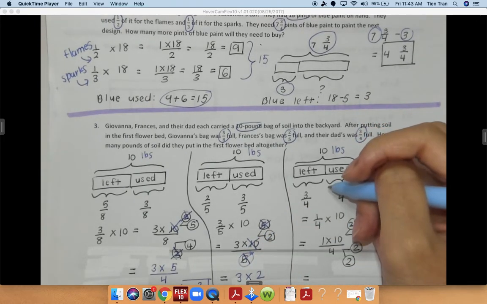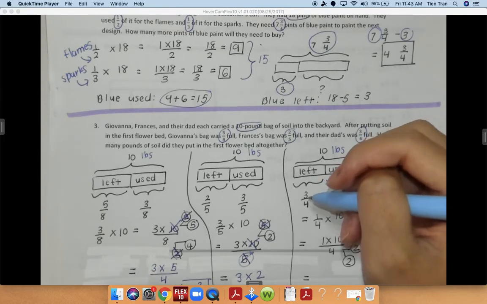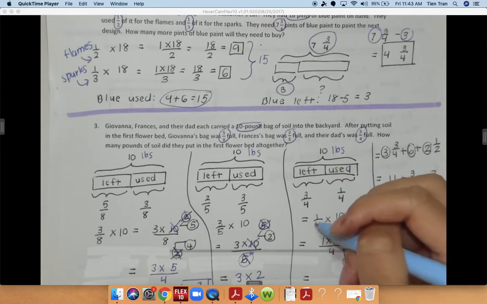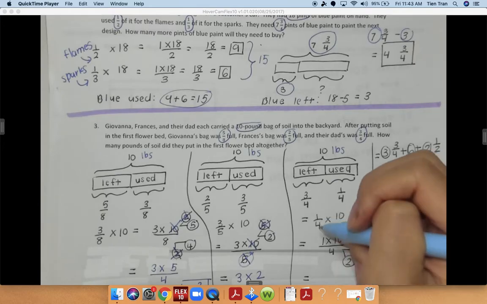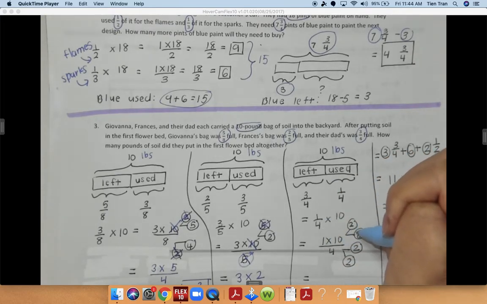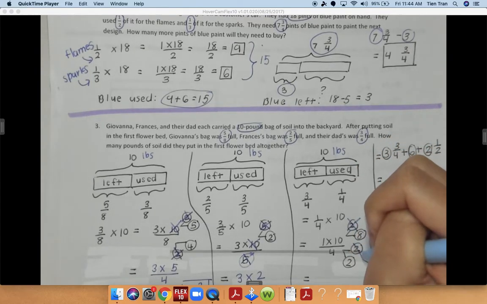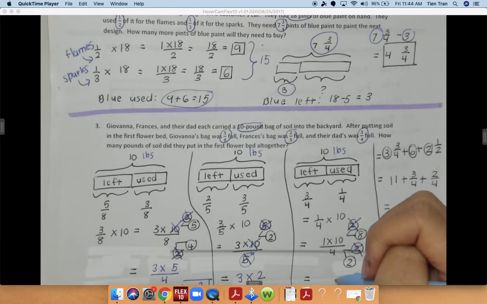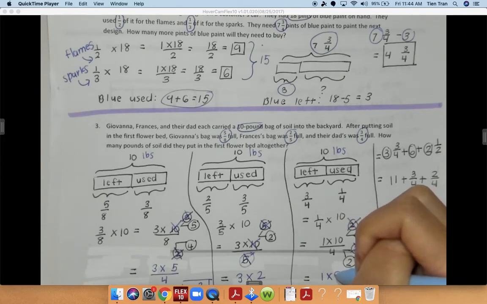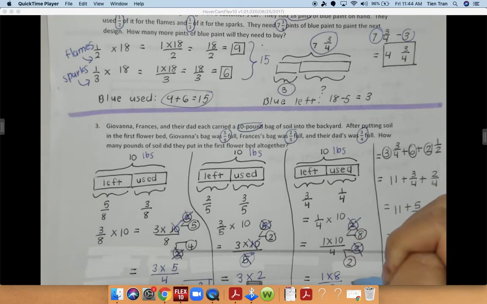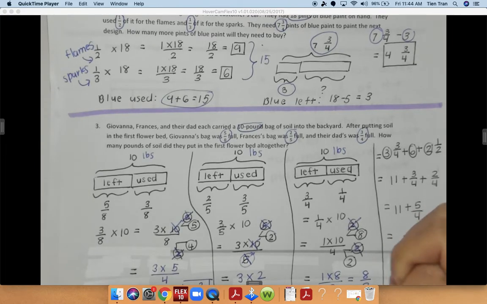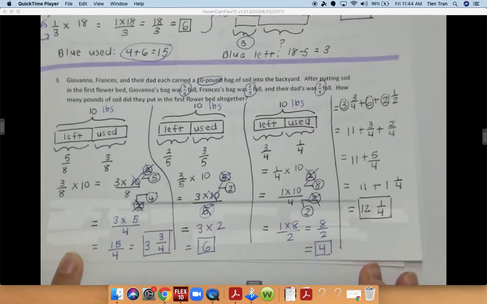The last one, I have 3/4. I'm subtracting 4 minus 3, which is equal to 1. So I have 1/4 times 10. 1 times 10, I'm splitting it into 2 and 8. On the bottom, I'm splitting it into 2 and 2. I'm crossing the top and bottom number. So what I have here is 1 times 8, and the bottom I have 2. So I have 8 divided by 2, which is equal to 4. That's my final answer, 4.